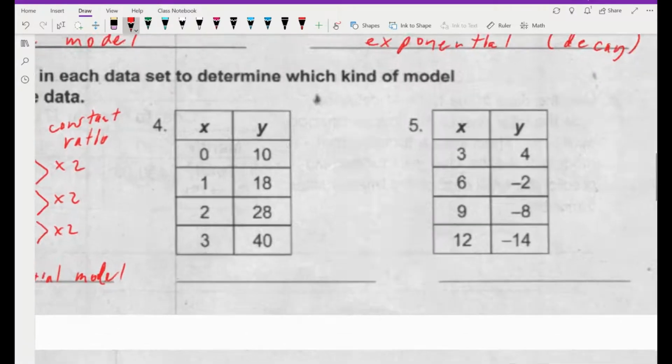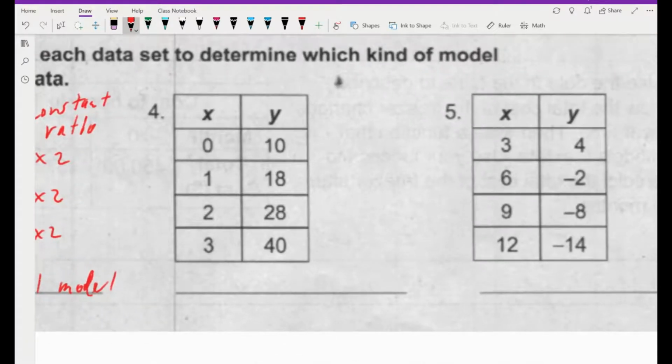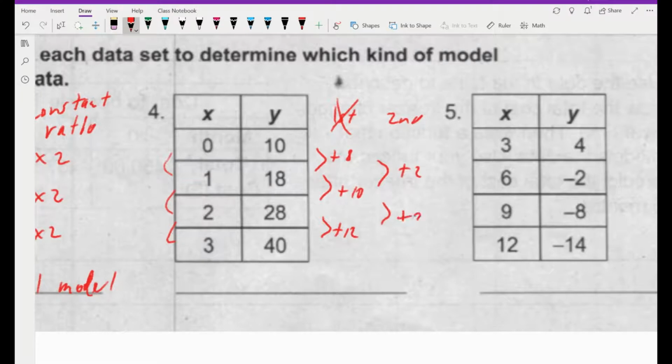Number 4. Again, the x's all have a constant ratio. Let's look at the y's. Here we are adding 8, adding 10, and adding 12. There is no first order. Let's try the second order. Here we add 2, and we add 2. There is a second order, which makes this set of points a quadratic model.